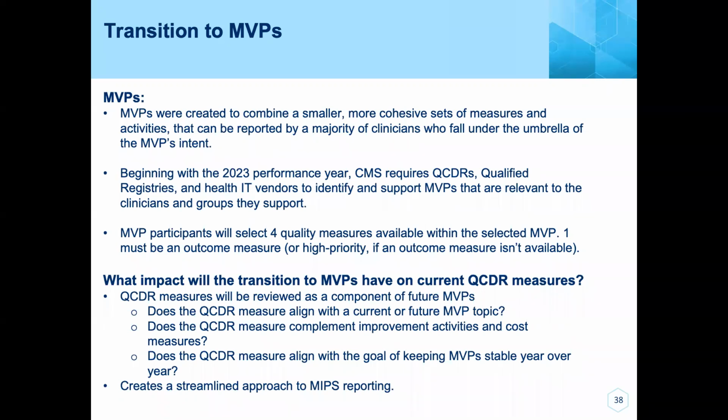What impact will the transition to MVPs have on current QCDR measures? QCDR measures will be reviewed as components of future MVPs. Questions asked will be, does the QCDR measure align with a current or future MVP topic? Does the QCDR measure complement improvement activities and cost measures? Does the QCDR measure align with the goal of keeping MVPs stable year over year? And the impact is also that it creates a streamlined approach to MIPS reporting.